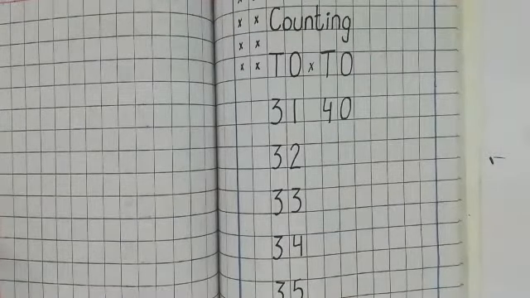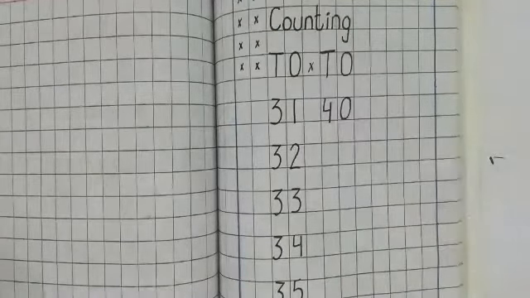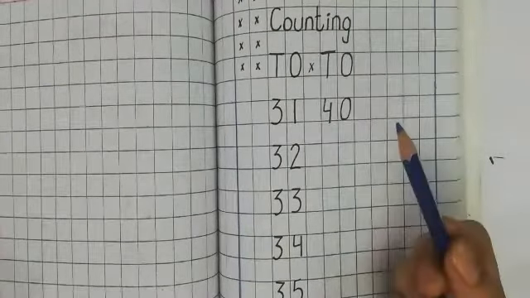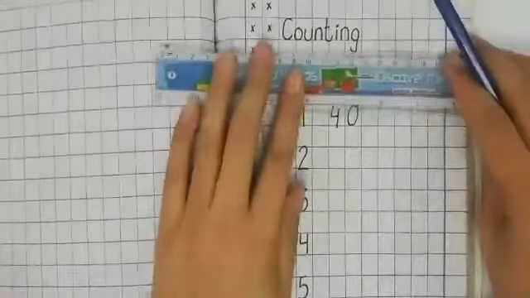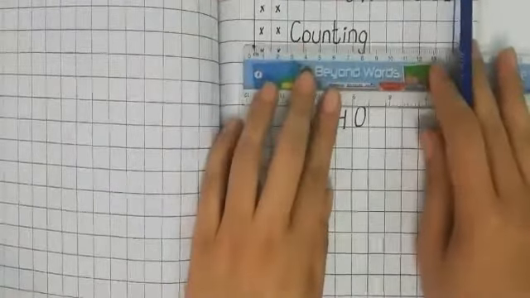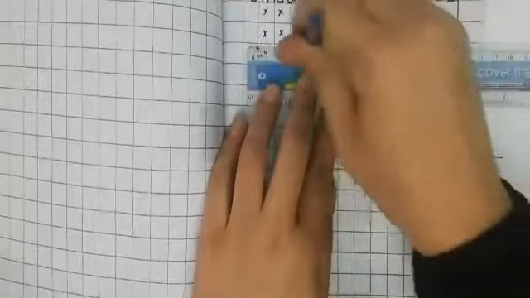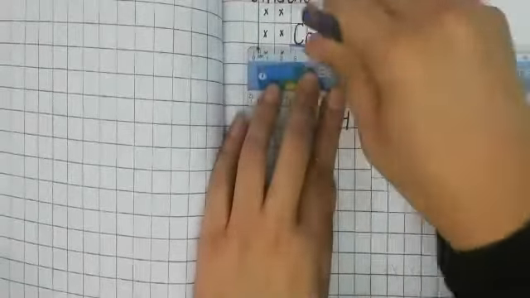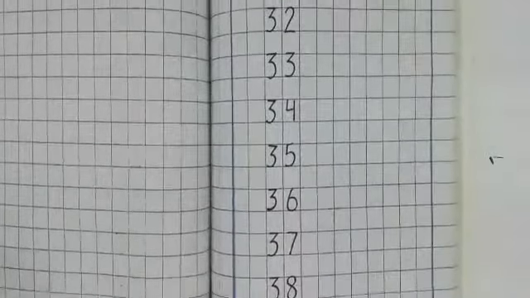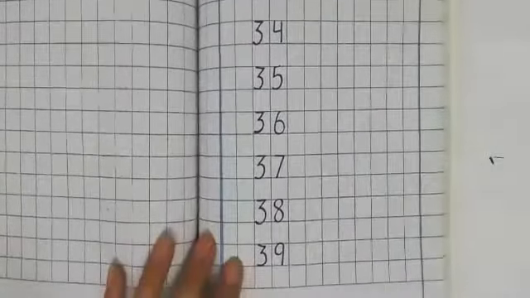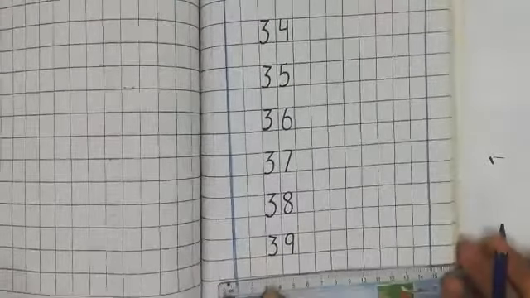Okay, class. Now hold your ruler and your own choice of color as well, and underline the topic. Which topic is going on? Okay, underline it. Then come to the last of the page and draw a finishing line here.